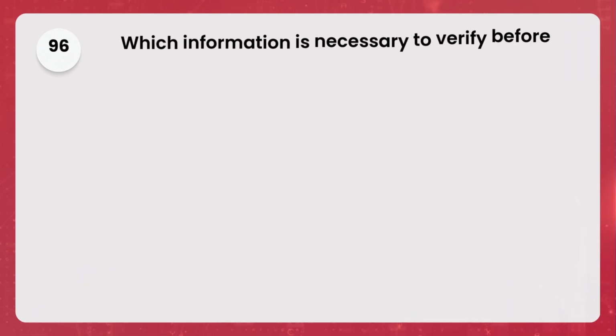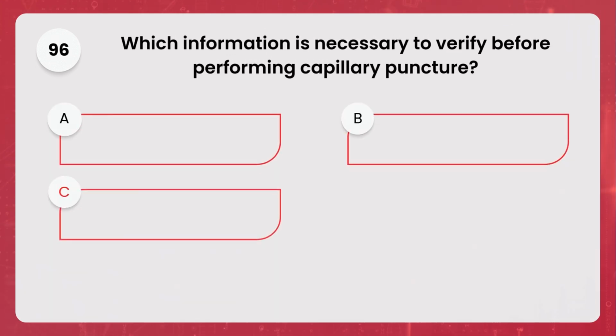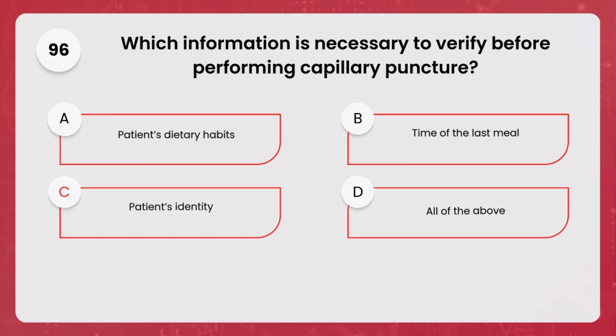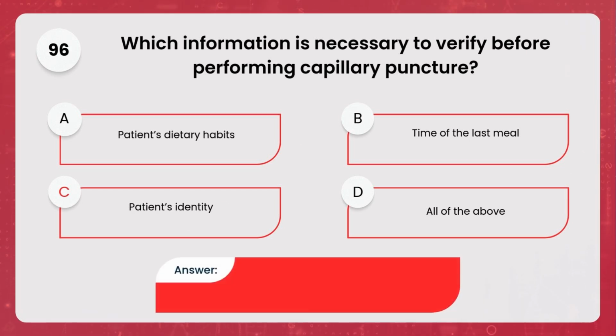Number 96. Which information is necessary to verify before performing capillary puncture? A. Patient's dietary habits. B. Time of the last meal. C. Patient's identity. Or D. All of the above. The answer is C.